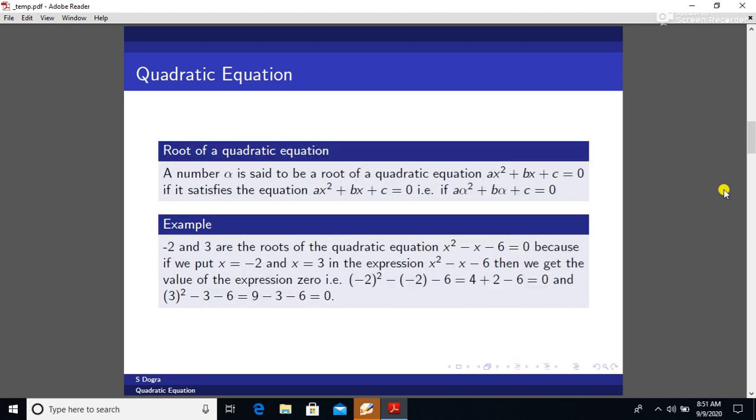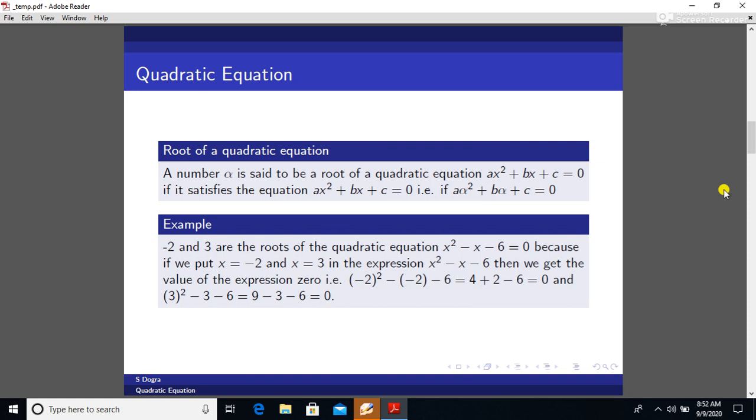Now I come to root of a quadratic equation. A number alpha is said to be a root of a quadratic equation ax² + bx + c = 0 if it satisfies the equation, that is, if aα² + bα + c = 0.